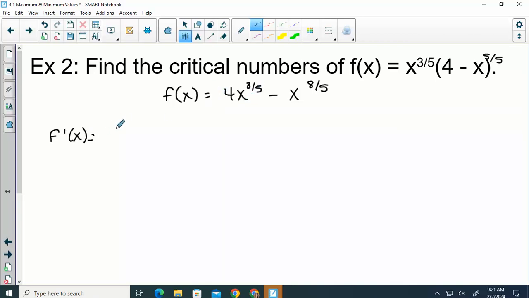So now let's do our derivative. So exponent comes down. Subtract 1 from the power, so 3 over 5 minus 5 over 5 would be negative 2/5. Minus, this is 8/5 x. If you subtract 1, so minus 5 over 5, you get 3/5.